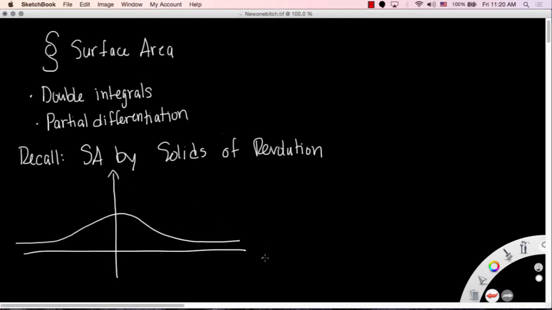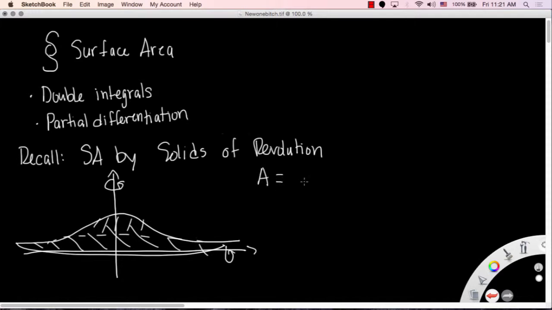The formula was different depending on whether you rotated it about the y-axis or the x-axis. The idea was you form a solid. Let's say if we rotate about the x or the y-axis, we get the area of the three-dimensional shape. And we'll define it by the area.